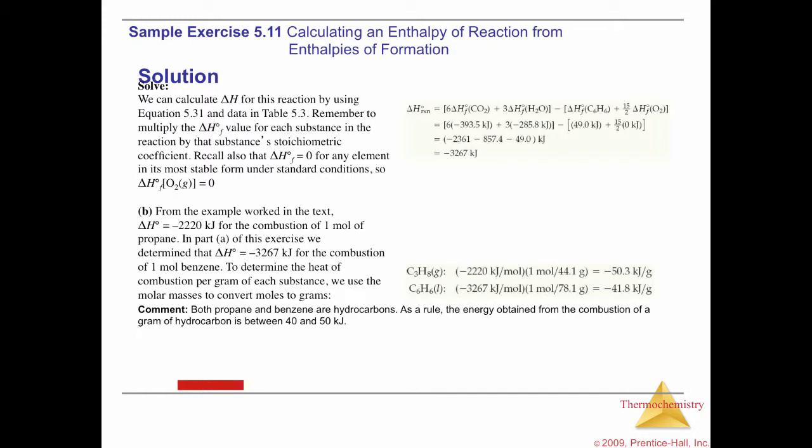From the example previously worked in the text, the standard enthalpy change is negative 2,220 kilojoules for the combustion of 1 mole of propane. In part A of this exercise, we determined that the standard enthalpy change is negative 3,267 kilojoules for the combustion of 1 mole of benzene. To determine the heat of combustion per gram of each substance, we use the molar masses to convert moles to grams. Both propane and benzene are hydrocarbons. As a rule, the energy obtained from the combustion of a gram of hydrocarbon is between 40 and 50 kilojoules.